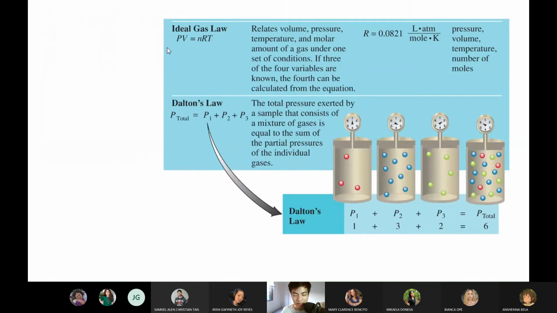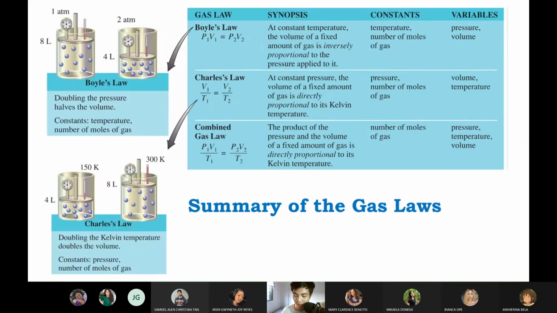And we have ideal gas law. Ay, yung ano pa pala, wala dito sa PowerPoint. Yung Avogadro's law, sabi doon that when you increase the number of gas, the volume increases also. So the equation there is V1 over N1 equals V2 over N2. Okay, so yun yung Avogadro's law.